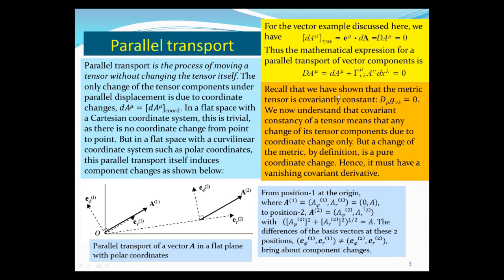Remember we said that the metric tensor g mu nu is covariantly constant, meaning if you take the covariant derivative, the metric equals 0. Now we can understand this covariant constancy of a tensor means that any change of tensor components is due to coordinate change only. Remember we said parallel transport means the component change is due entirely to coordinate change, not to the tensor itself. But the change of the metric, by definition, is pure coordinate change because the metric is nothing but basis vectors.